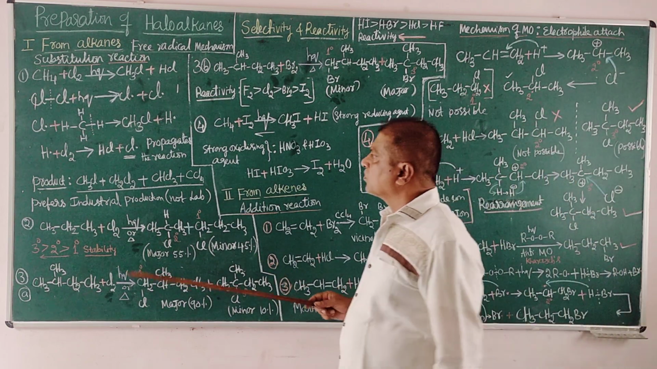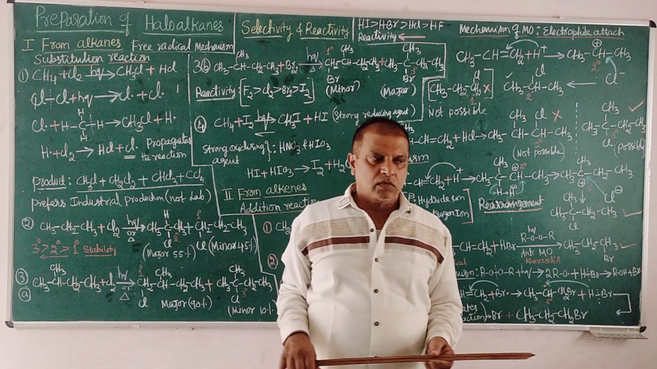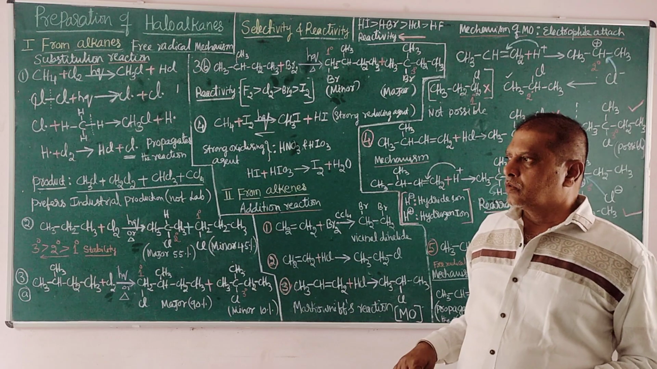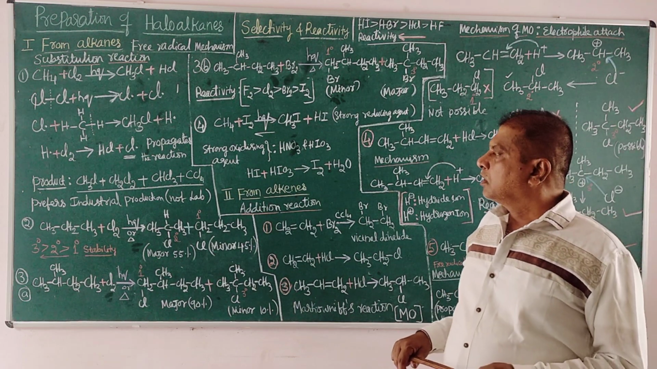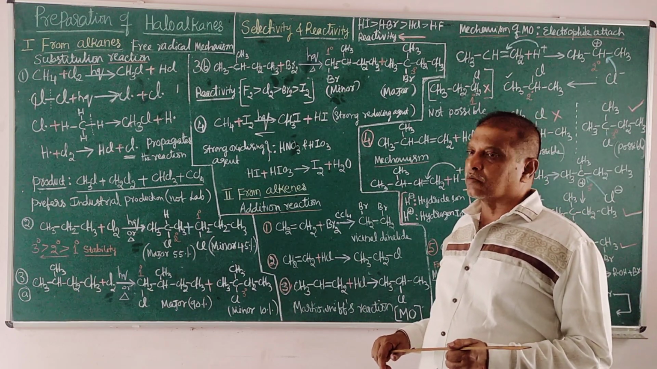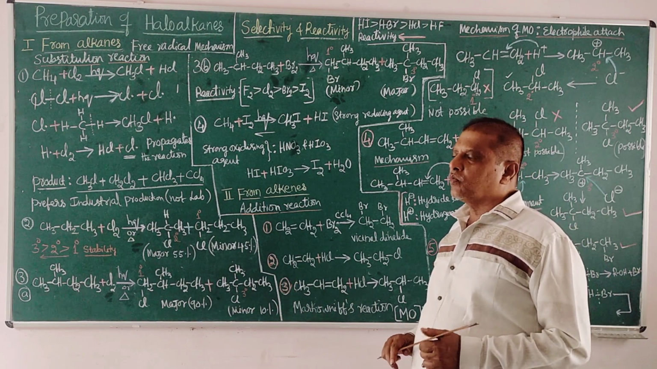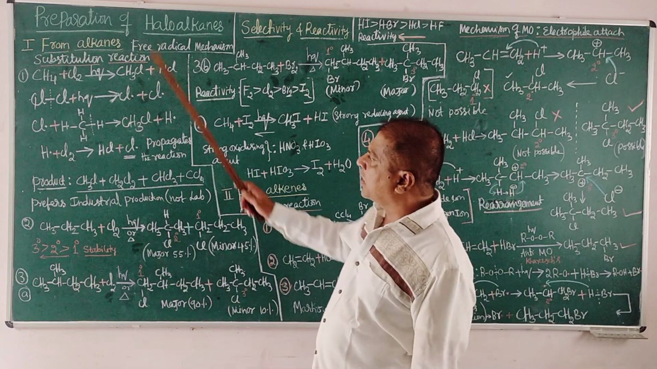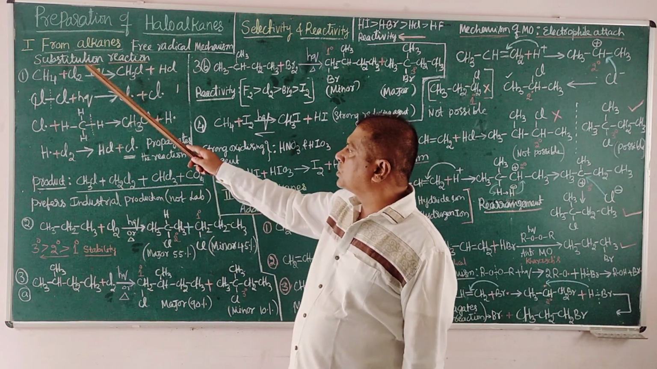Alkanes means all the carbon atoms in the molecule are linked by only single bonds, with no double bond or triple bond. It is a direct substitution. What is meant by substitution? Replacing one atom by another atom. You are replacing a hydrogen atom by chlorine or another halogen. It is called a substitution reaction.